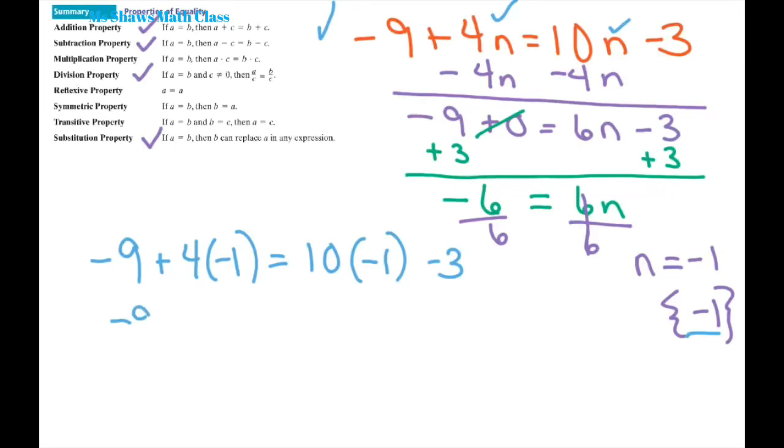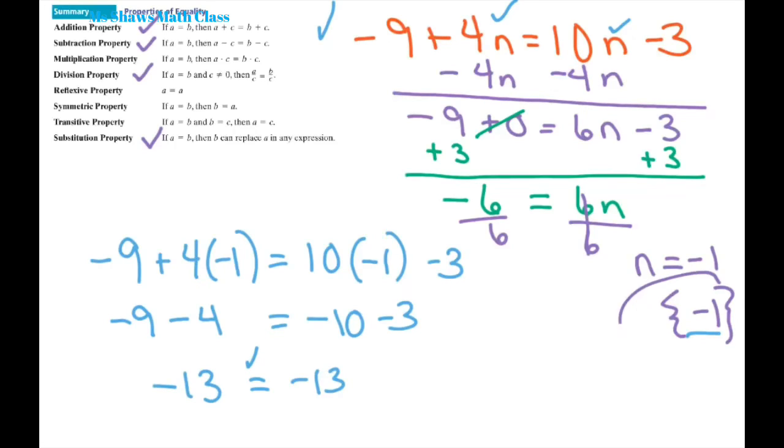So we have negative 9, and 4 times negative 1 is negative 4. 10 times negative 1 is negative 10 minus 3. So we get negative 13 equals negative 13. So that checks. Therefore, our solution set is correct.